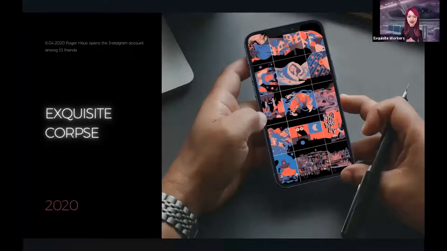We brought this tradition in 2020, on the 6th of April, to Instagram. We took this Instagram grid, and each of the artists has its own piece of the grid to express their personal universe. And like this, we created the longest living piece of art, a continuity of amazing illustrations done by different artists from all over the world.